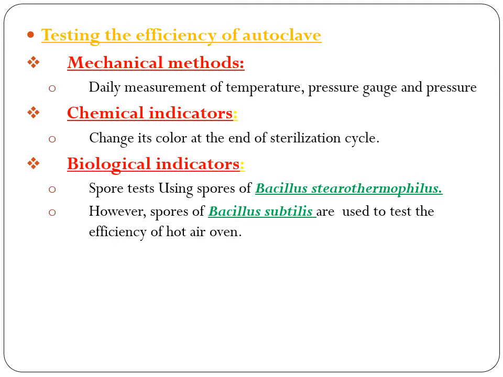For the biological indicators, we can use the spores of some bacteria that can withstand high temperature but not the sterilization or autoclaving temperature, which are Bacillus stearothermophilus for the sterilization by autoclaving, and the spores of Bacillus subtilis for the sterilization by air oven.